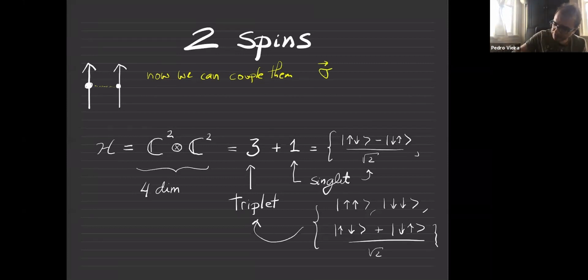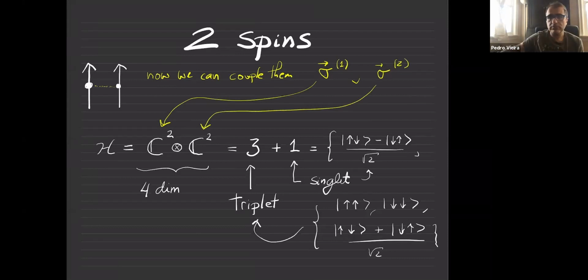Let me use these Pauli matrices to indicate spin at position one. This would act on this C2. And then we have the spin at position two. This would act on this second C2. Right? And we can now generate an interaction by writing, for example, an interaction could be the total spin. So let's write sigma one plus sigma two squared. This would be just the total spin. Is this clear? Just the total spin between the two spins.